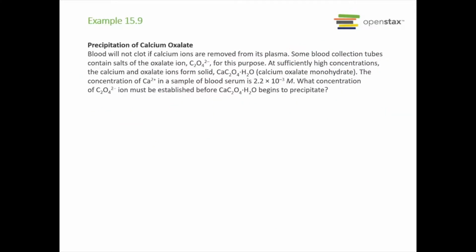Another example, example 15.9, precipitation of calcium oxalate. Blood will not clot if calcium ions are removed from its plasma. Some blood collection tubes contain salts of the oxalate ion, C2O4 2-, for this purpose. At sufficiently high concentrations, the calcium and oxalate ions form solid calcium oxalate monohydrate. The concentration of calcium 2+ in a sample of blood serum is 2.2 times 10 to the negative third molar. What concentration of the oxalate ion must be established before calcium oxalate monohydrate begins to precipitate?